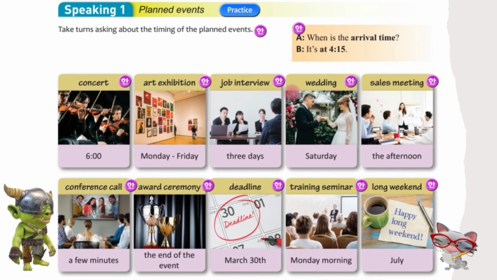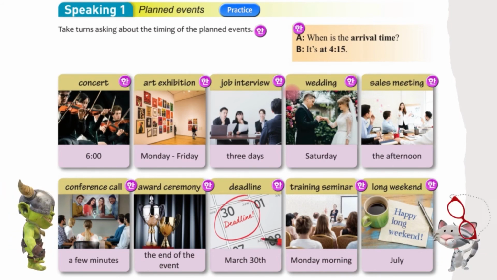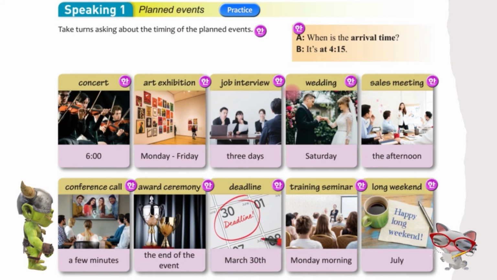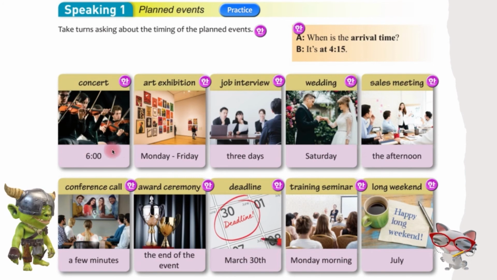Okay, well, let's go through and practice them. I ask you the question, you give me the time. When is the concert? The concert is at 6, or it's at 6. Very good. So at the top in the example, when is the arrival time? The arrival time is at 4:15. It is the arrival time. So as Yonghee correctly did, the concert is at 6.